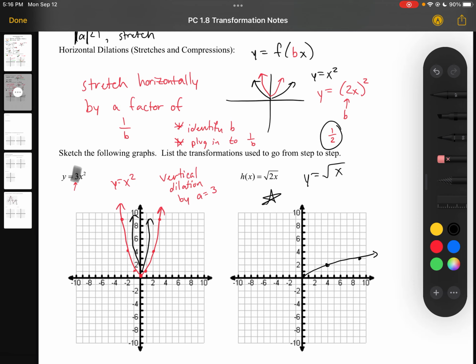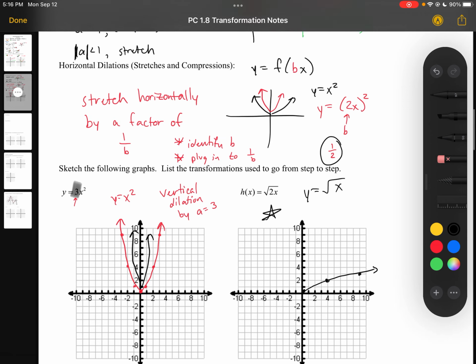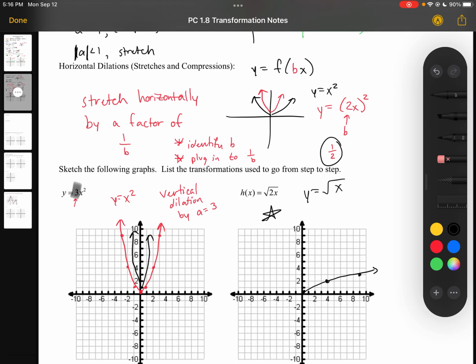All right, so hopefully you've had a minute to take a look at that. And now what we can see is we have a horizontal dilation because this 2 is inside of our parentheses. It's next to our x here, under our square root. If it was outside of the square root, it would be different, but it's inside of our square root. So this is going to make this a horizontal dilation. We can identify that b equals 2. So that means that we're going to have a factor of 1 over b, of 1 over 2.